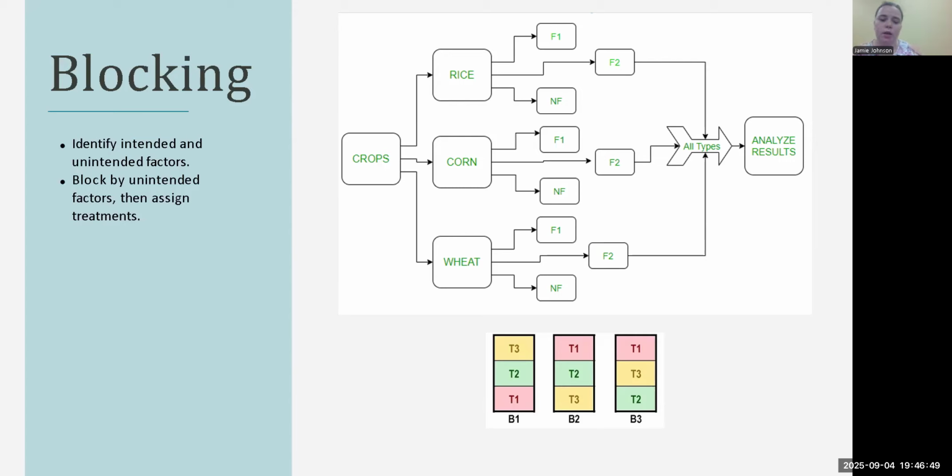randomly assigned. So block 1 reads T1, T2, T3. Block 2 reads T3, T2, T1. Block 3, T2, T3, T1. So they're all different, which is what you want when you block. You want to isolate the unintended factors and set them by themselves and then randomly assign within those factors.